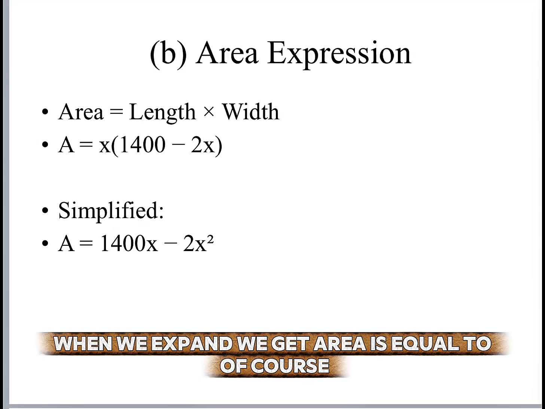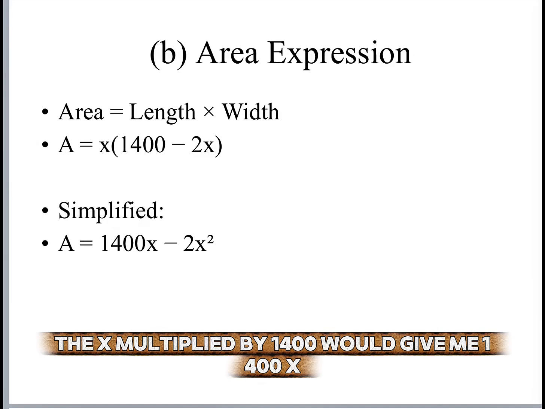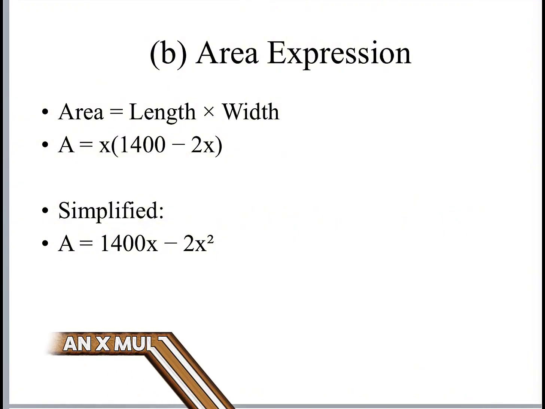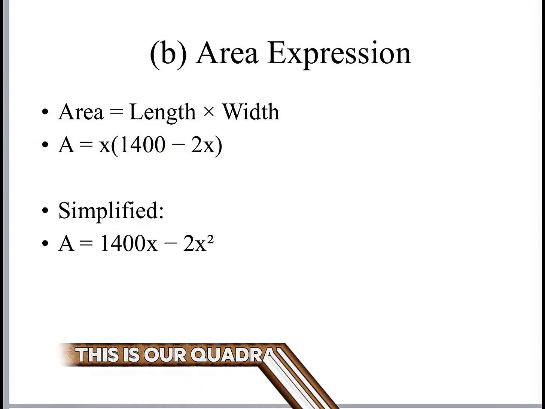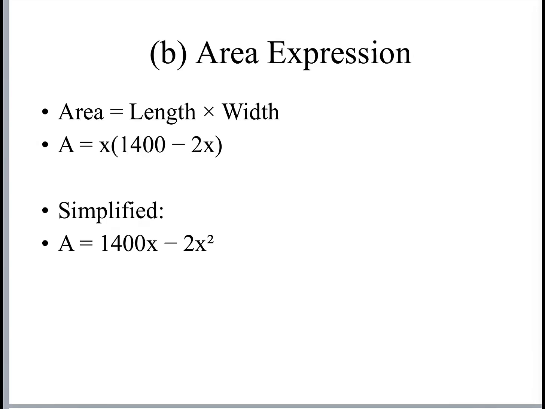we get area is equal to X multiplied by 1400, which gives me 1400X, and X multiplied by 2X gives me 2X squared. This is our quadratic area function.